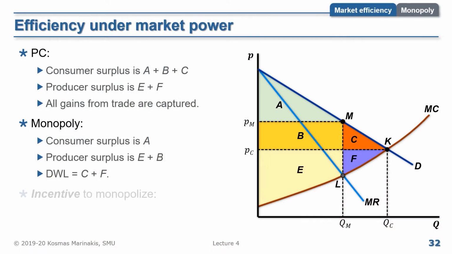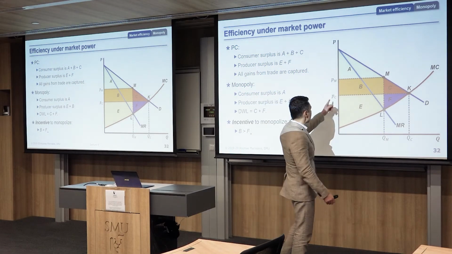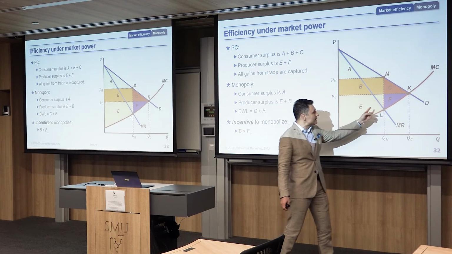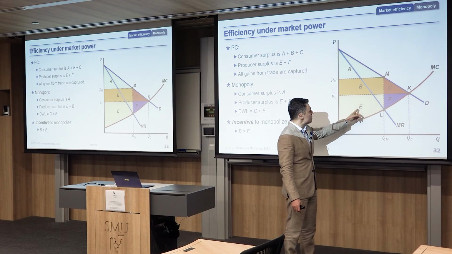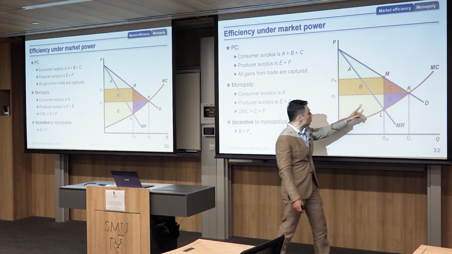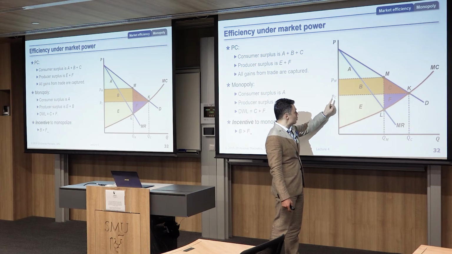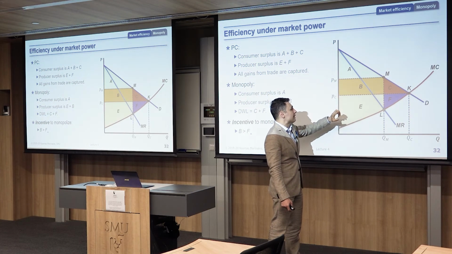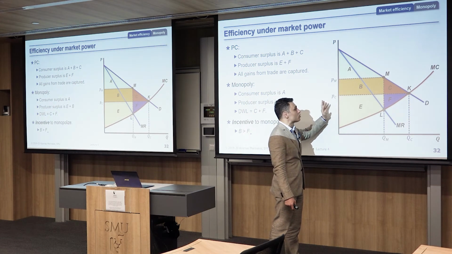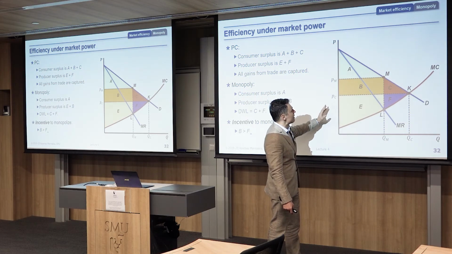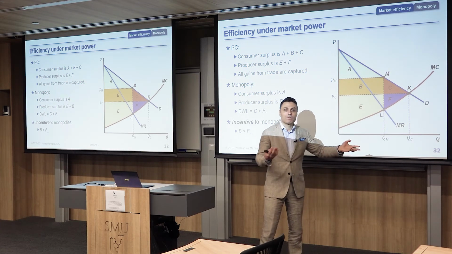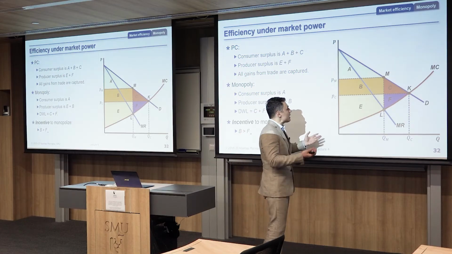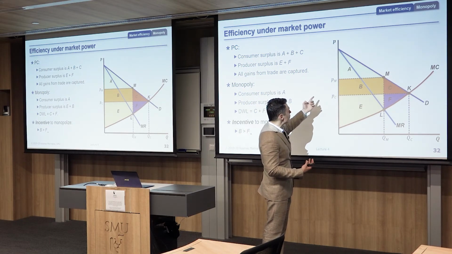Now, you do have an incentive to monopolize, as I already said. This incentive is that B exceeds F. So the monopolist would not have B if he priced at PC, he would get instead F. So the producer surplus would be E and F if this monopolist wanted to be a nice person and price at PC. But he doesn't want to be a nice person to the consumers. He wants to be a nice person to the stockholders of this company, and therefore they will increase price to PM.